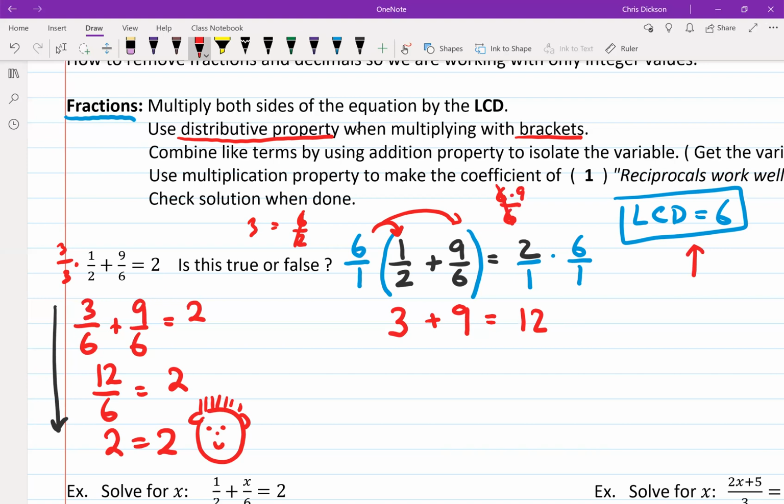Now, it only works with equations, so you have to have an equal sign here to make this work, because 3 plus 9 is 12, and 12 does equal 12. So to me, it seems like the proof is quite a bit easier than the fractional proof of it.